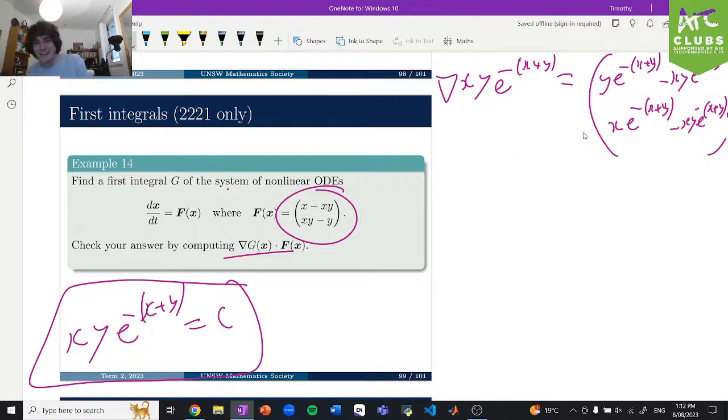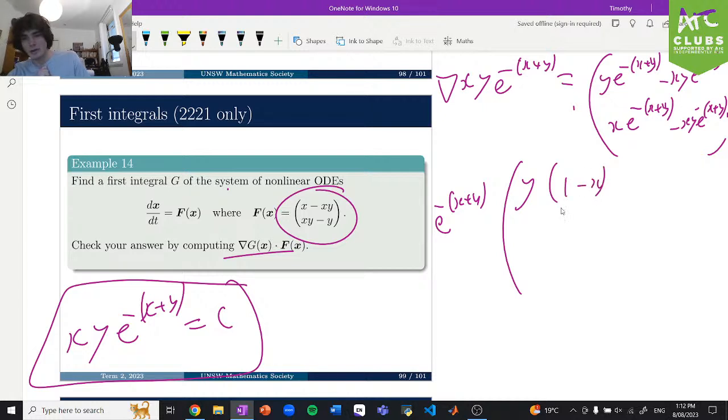Okay, so if we dot that with x minus xy, xy minus y, we end up with x minus xy times, and I can actually factorize out a y. Oh, and actually I can make it slightly easier. Before I jump into this, I'll rewrite what my gradient looks like to make it slightly nicer, because we can factorize out e to the minus x plus y from each term. And then factorizing each of the above ones, we have y(1 minus x), and then x(1 minus y) down the bottom.